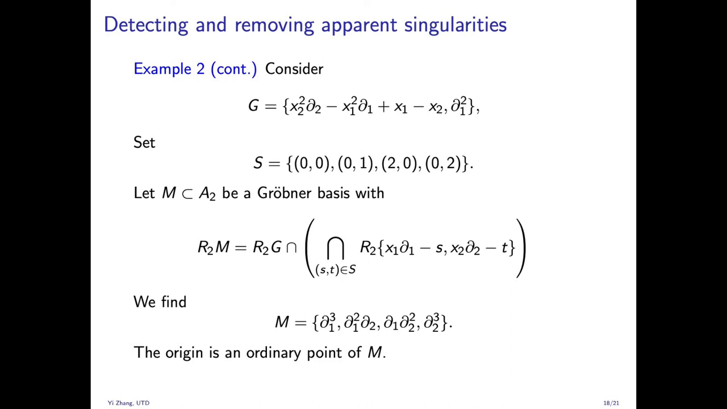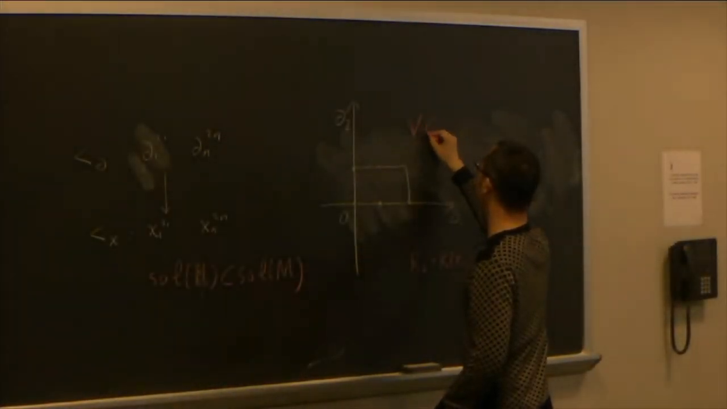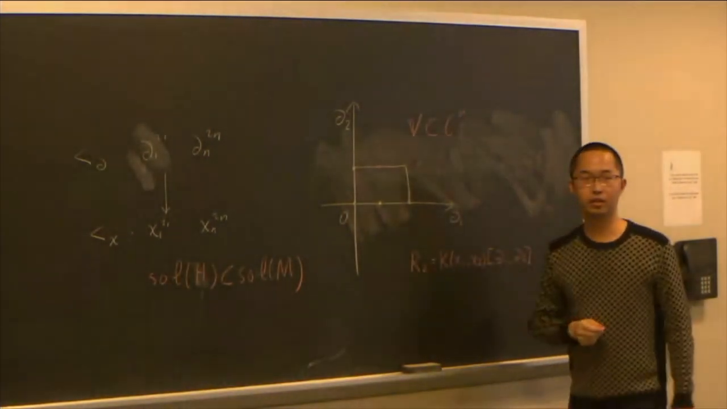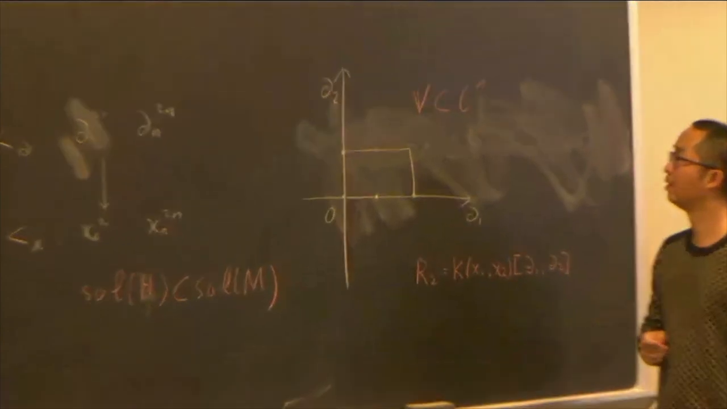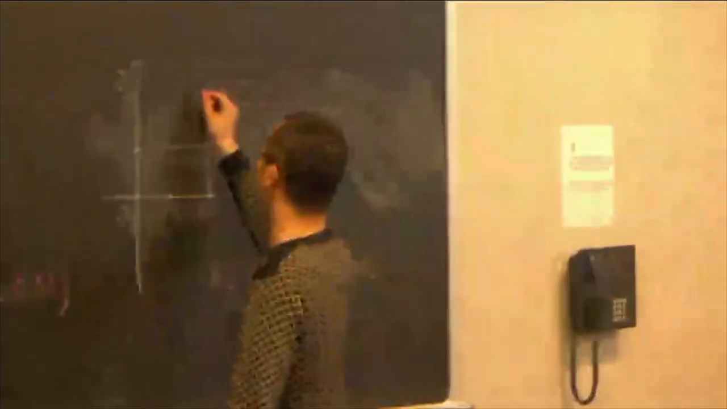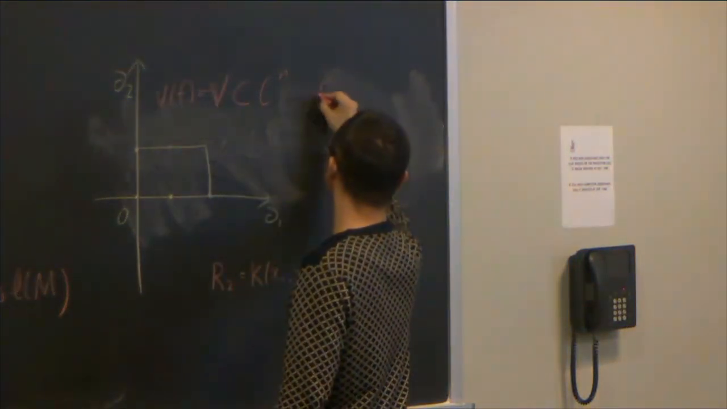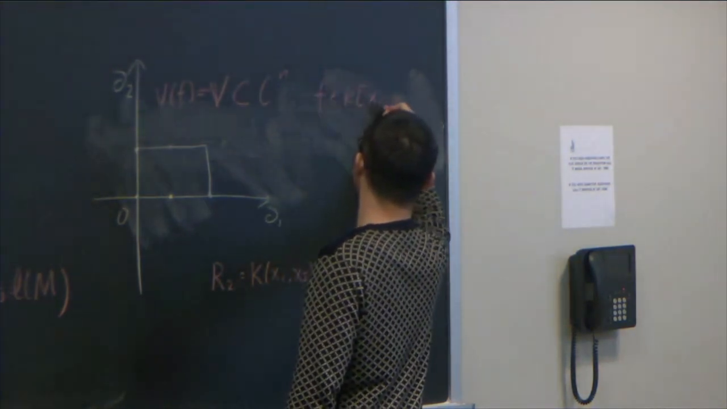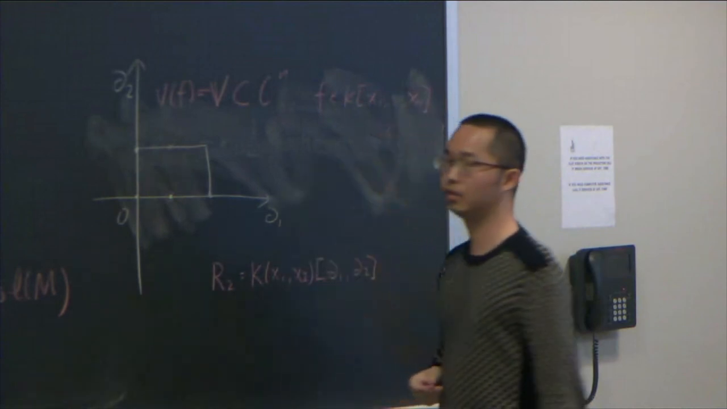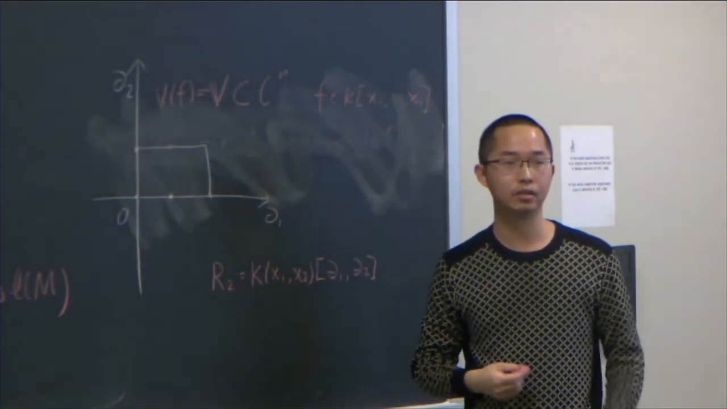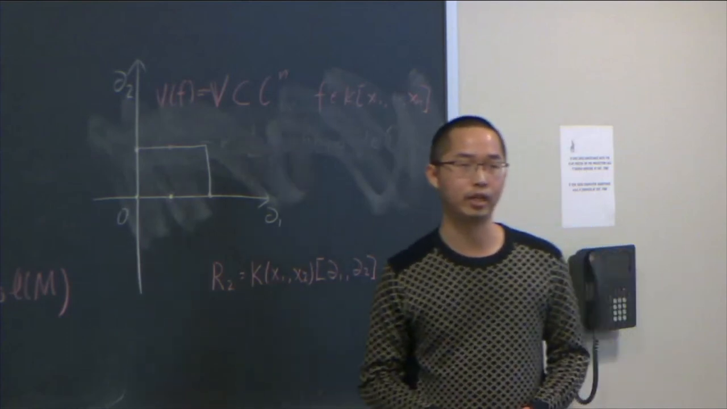You say measure zero, so what do you mean by that? So a variety is... you mean co-dimension? In our case, this actually is a variety, a hypersurface. Right, so it is sort of measure zero.